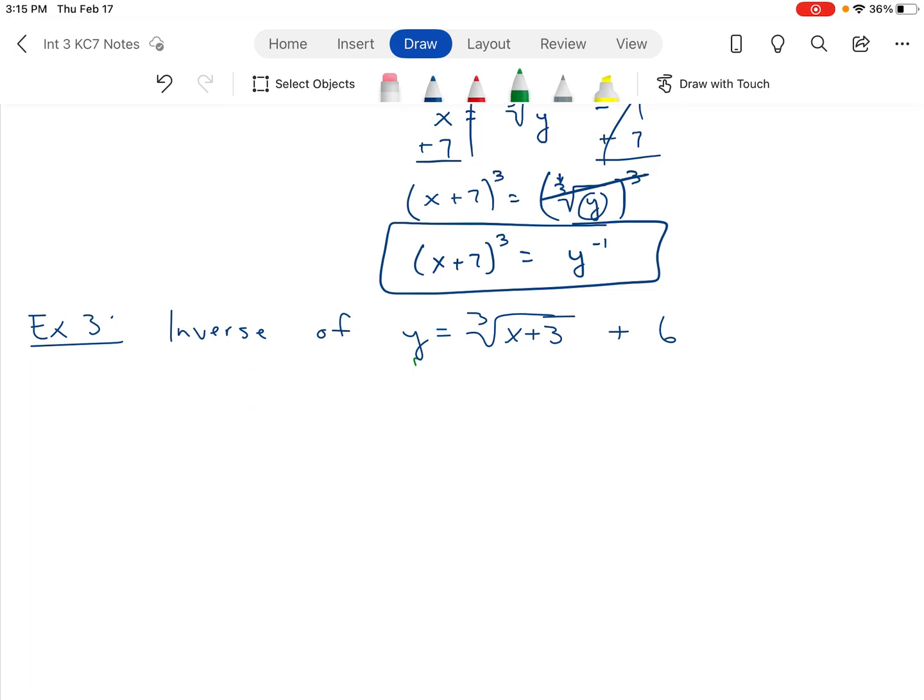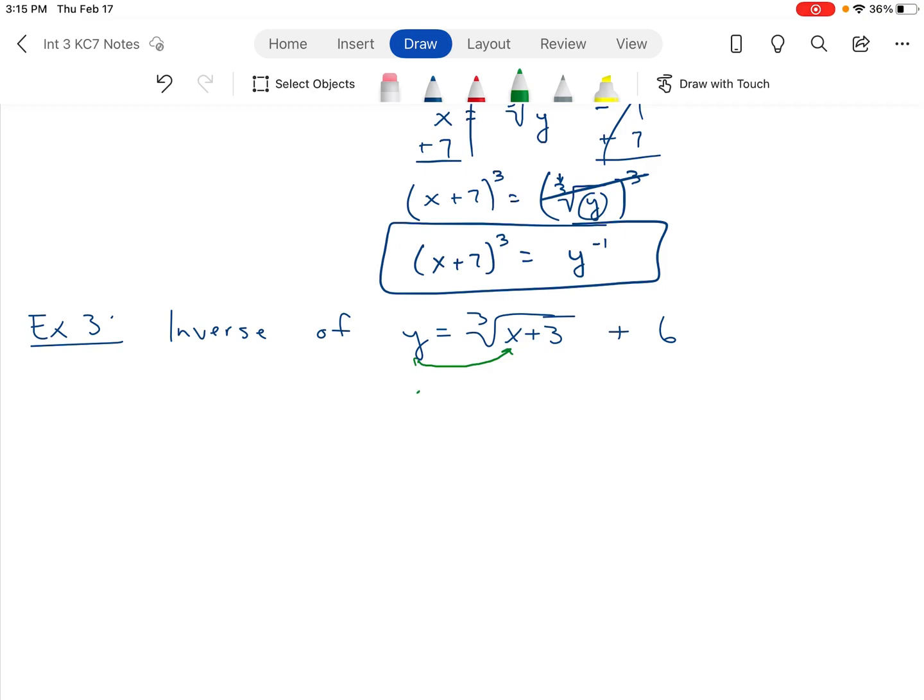And last but not least, the inverse of y is equal to the cubic root of x plus 3, plus 6. So I want you to pause the video and try this before I go over the answer. Okay, remember that you do need to switch the variables. So go ahead and pause it so you can try it on your own.